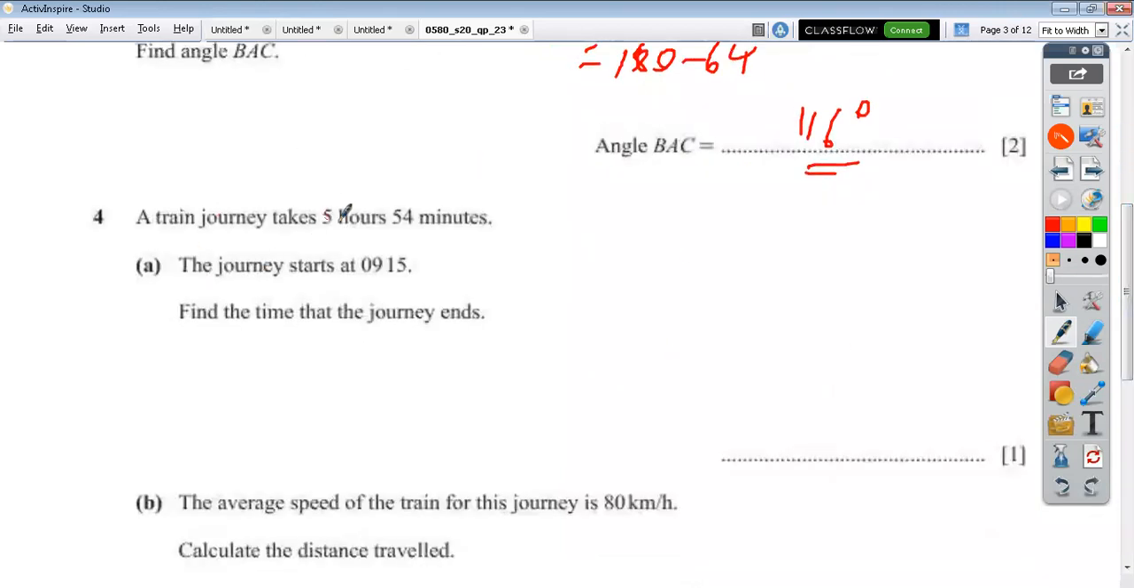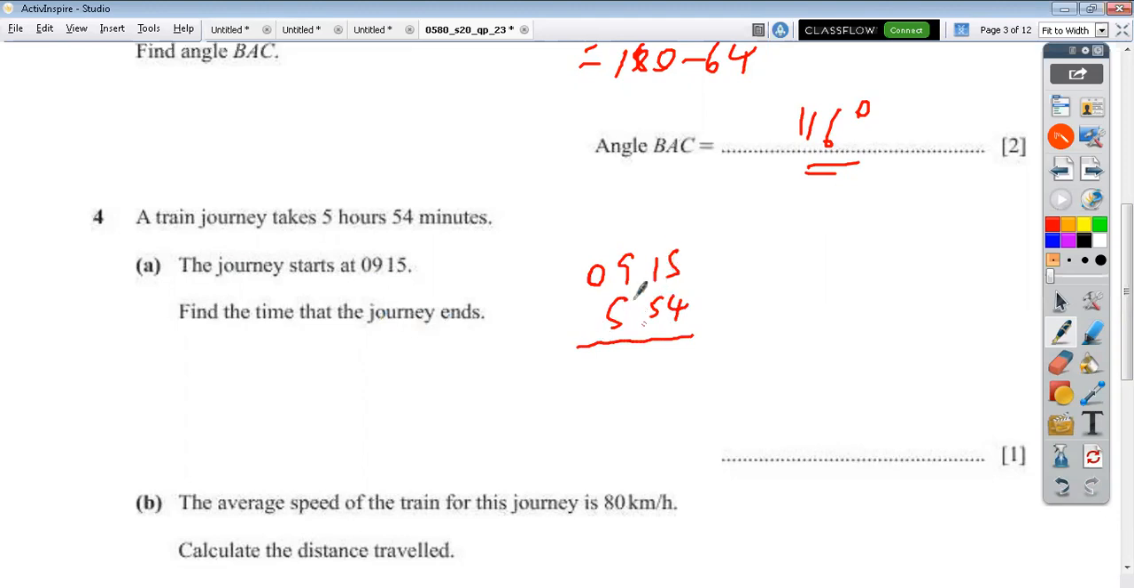A journey takes 5 hours 54 minutes by train. The journey started at this time. Find the time that the journey ends. So you're simply adding. You need to be good at adding time.